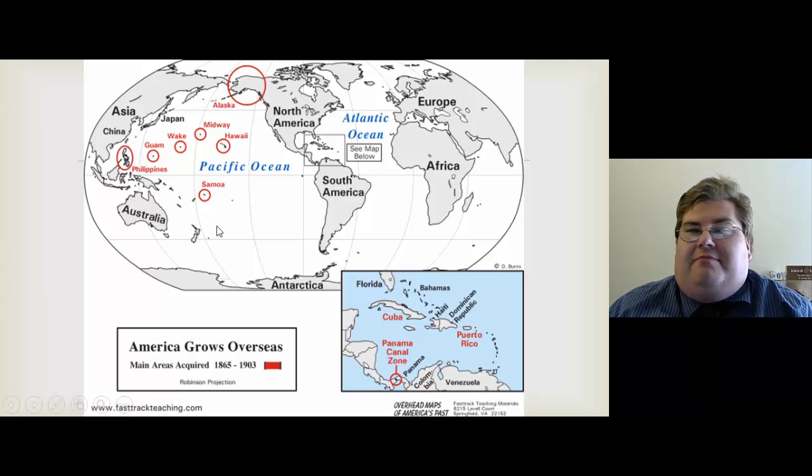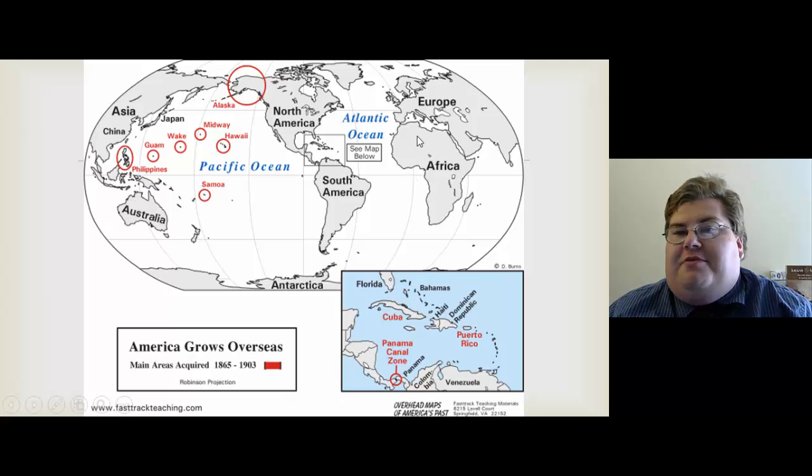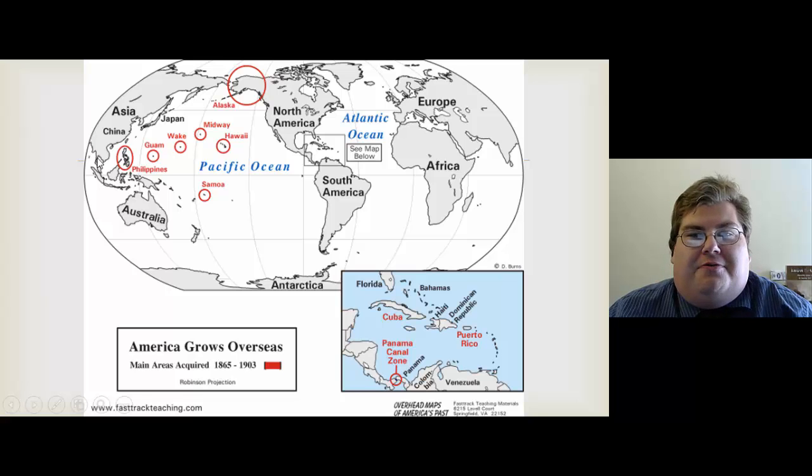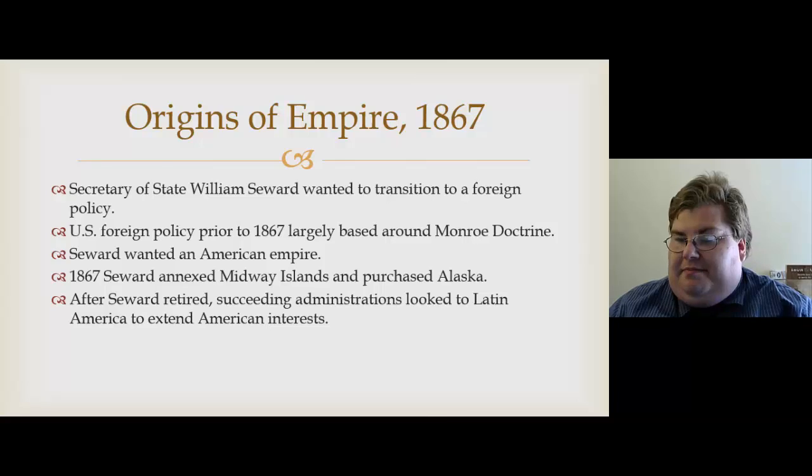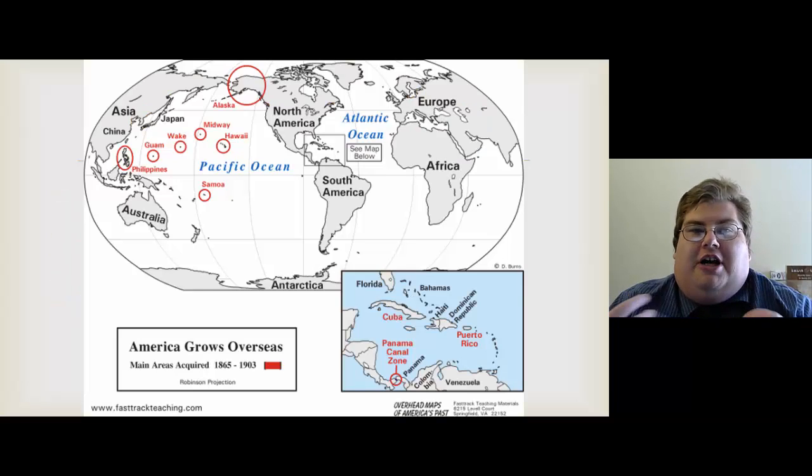We're going to see Britain by this time already has Australia, New Zealand, parts of New Guinea, Malaya, India, large swaths of Africa. The French and the Belgians have stuff in Africa. Vietnam is currently known as French Indochina. China itself will be gobbled up by the various European powers.